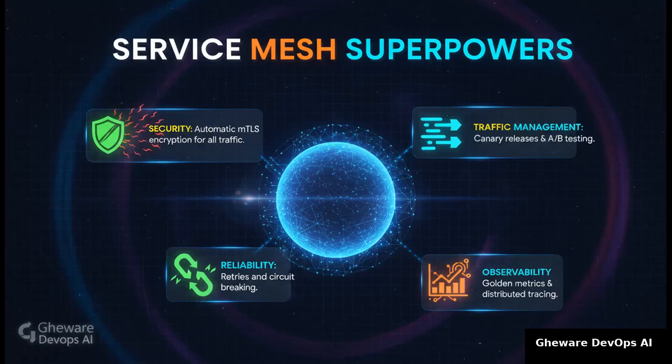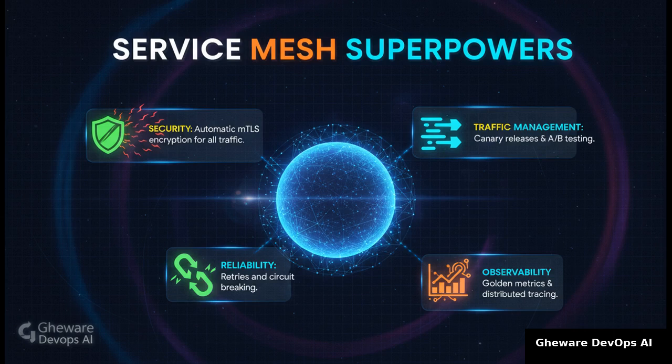This simple pattern unlocks some absolutely incredible superpowers. It can automatically encrypt all your traffic with mutual TLS for rock-solid security. It lets you do advanced traffic splitting for things like canary releases. It can do what's called circuit breaking, so it automatically stops sending traffic to a failing service. And it gives you amazing observability, like distributed tracing, all without changing a single line of your application code.